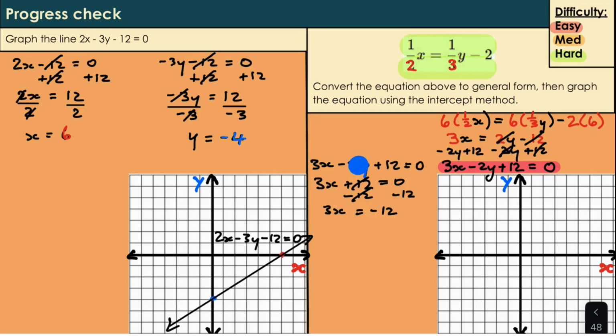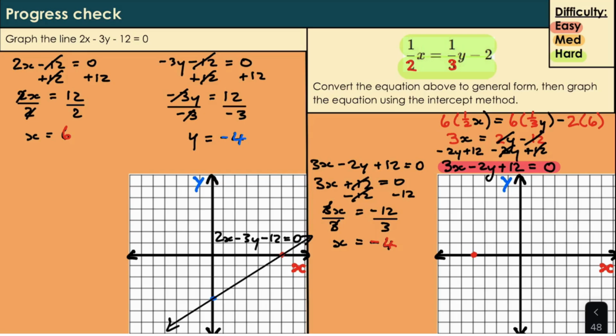The coefficient of x is 3. We divide by 3 on both sides. 3 cancels with 3. x comes down. Negative divided by positive is negative. 12 divided by 3 is 4. Our x-intercept is negative 4. We count 4 to the left: 1, 2, 3, 4. We put our red point at negative 4.